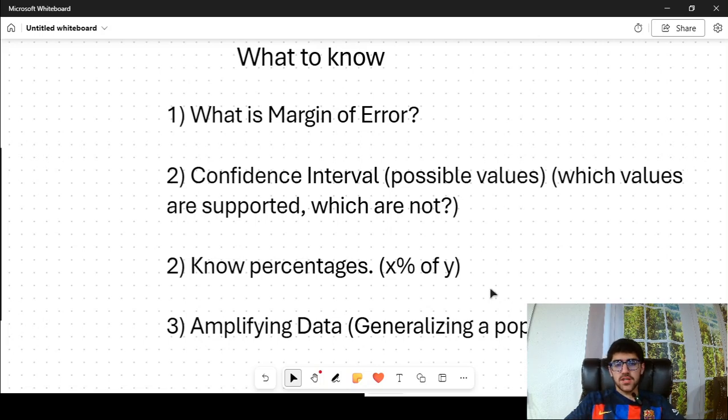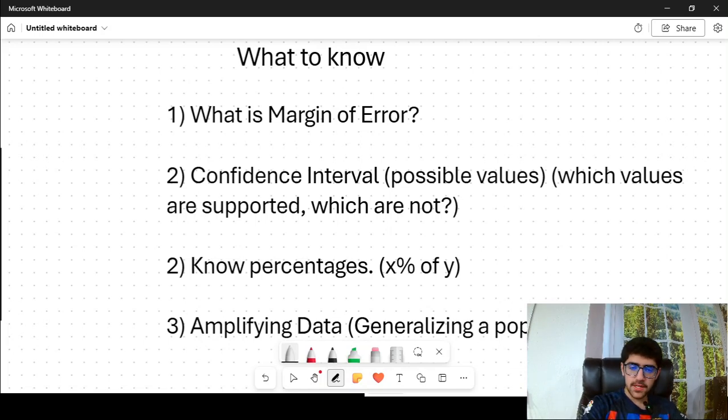One important thing is margin of error. I think almost every SAT will have one question where you can literally just solve it by knowing margin of error. You can solve it in 5 seconds with it. If you don't know margin of error, you won't be able to solve it. So what is margin of error? Margin of error is basically just a statistic which tells you how much the actual data value can vary.